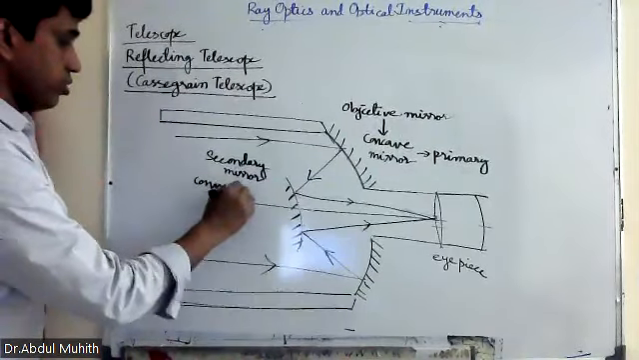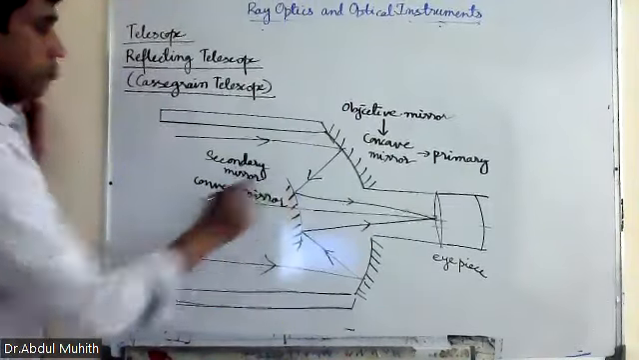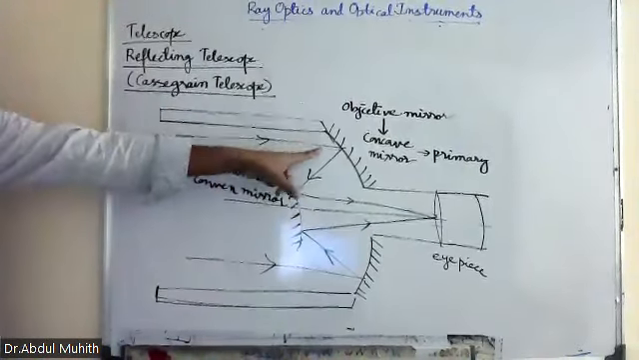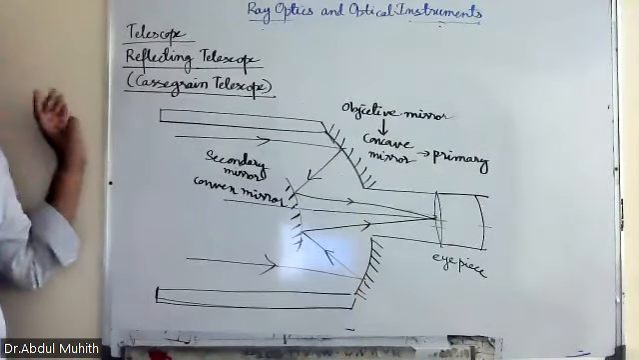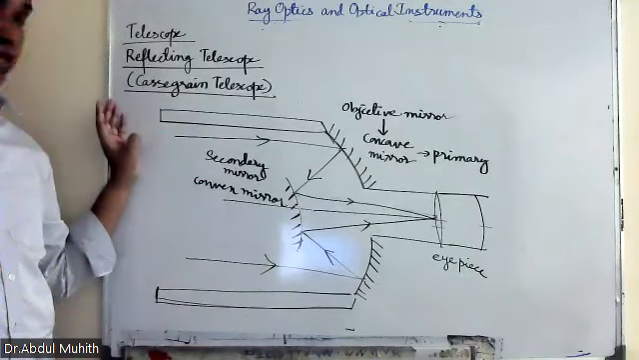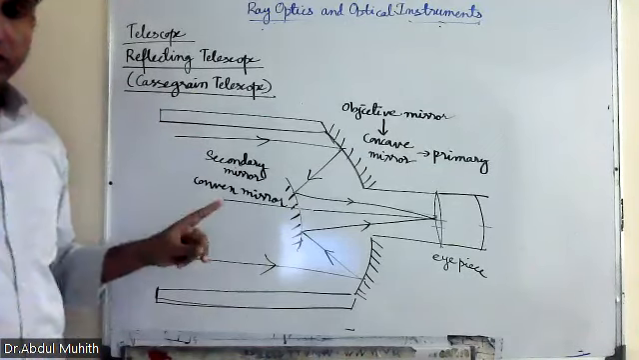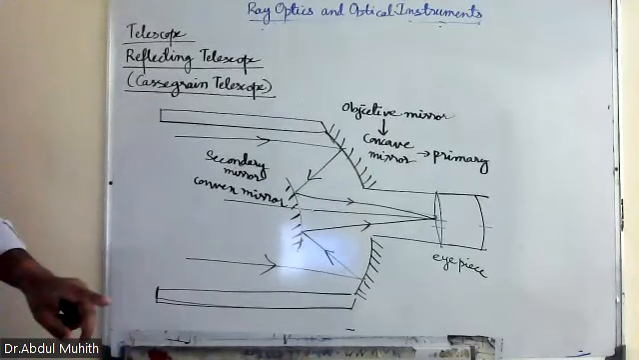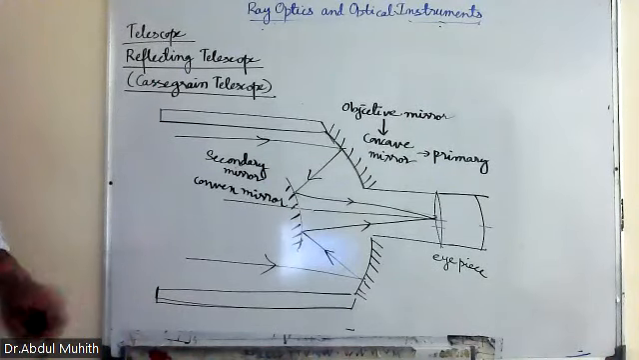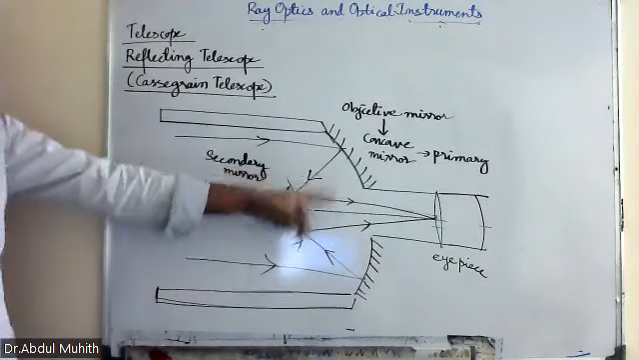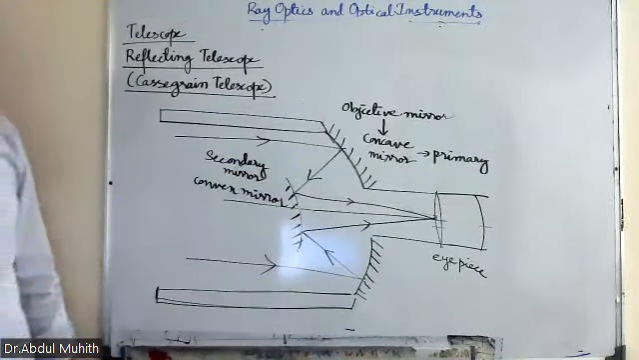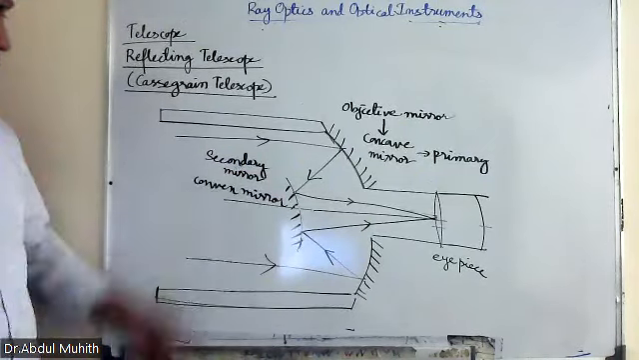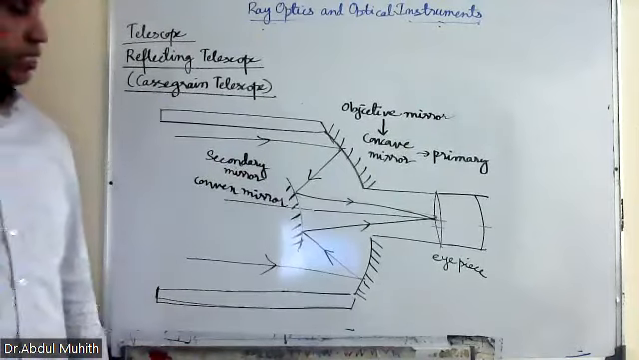So what happens here? Once again from the beginning, light rays are incident on this concave mirror from a far object, like from space, you're looking into space. The rays will be incident here. They will reflect back to this mirror again. After that, they will again reflect back into the eye lens, or eyepiece. So this is what happens in the Cassegrain telescope.